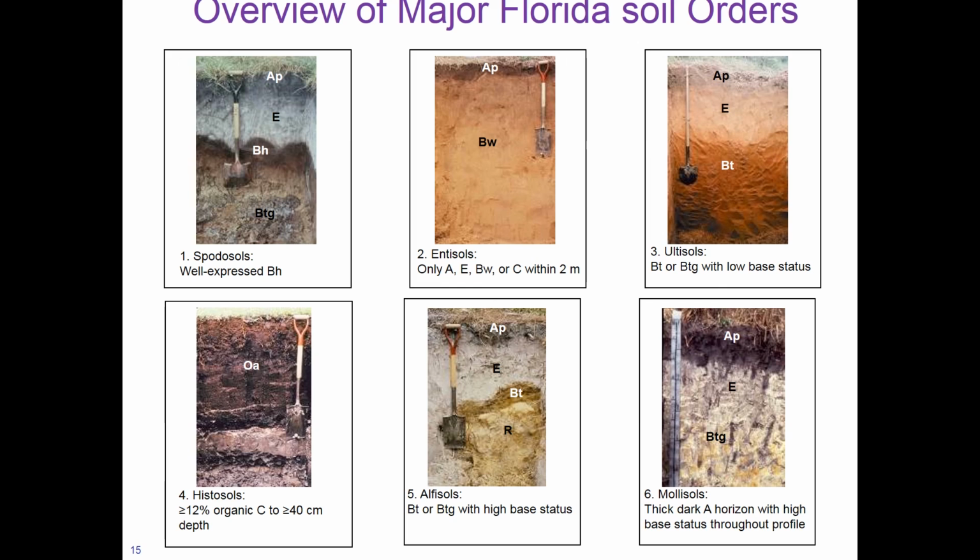And then we have mollisols. Some people don't think of Florida as a place where mollisols would occur, but they do occur here, generally in wet environments, and they're characterized by thick, dark A horizons with high base status, again, high base saturation, high proportion of bases relative to acidity components throughout the profile. And they can also have BTG horizons, as in the one pictured here, but they're not required to have that. They're only required to have the thick, dark surface horizon and the high base status.